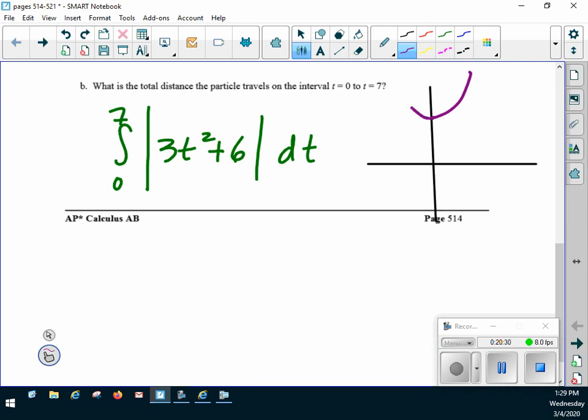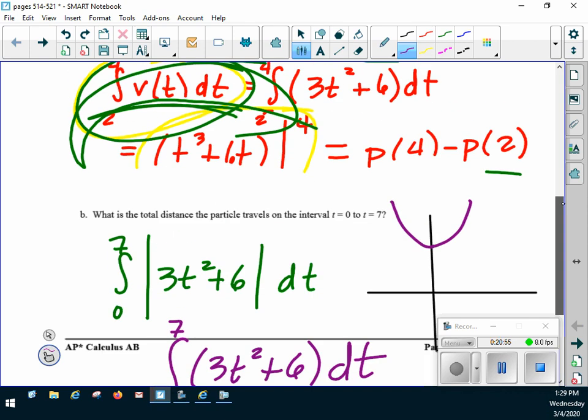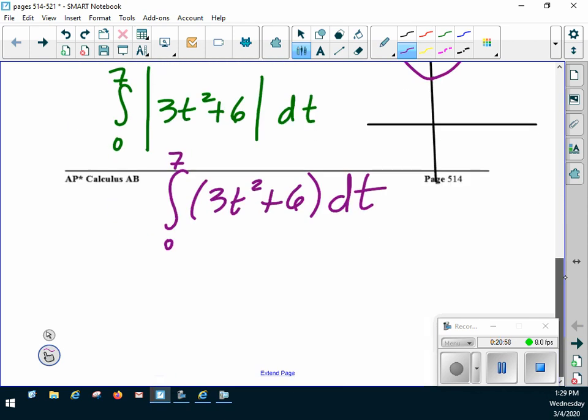If you graph that, it's always positive. The function itself is always above the x-axis. So your net distance and your total distance will be the same thing. So if you integrate 0 to 7 of 3t squared plus 6 dt, you're going to get the same thing, only because this function is always above the x-axis. What does that 385 mean? That would be the total distance traveled from time 0 to time 7.